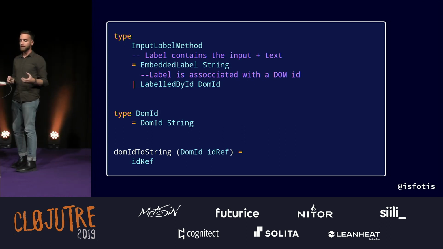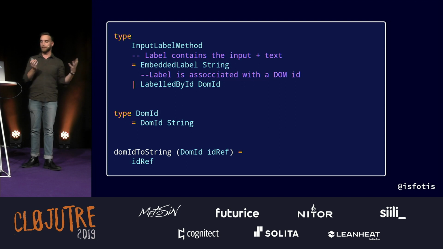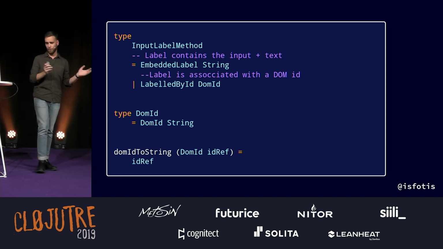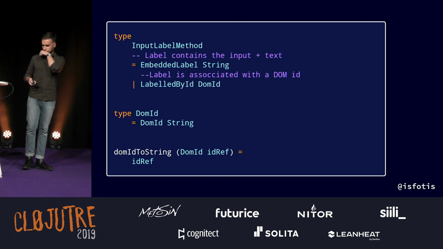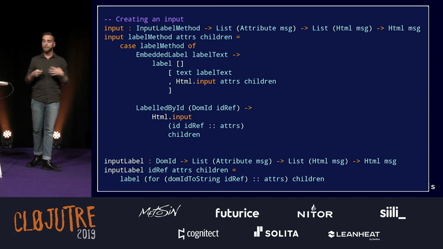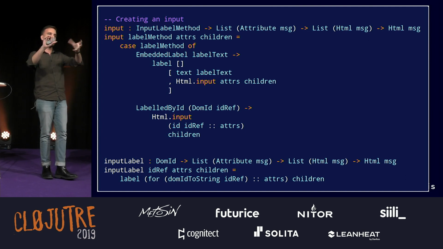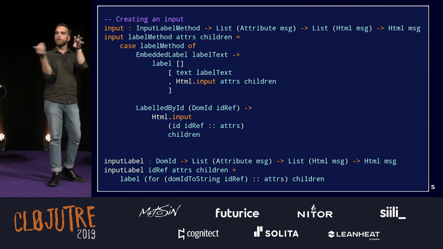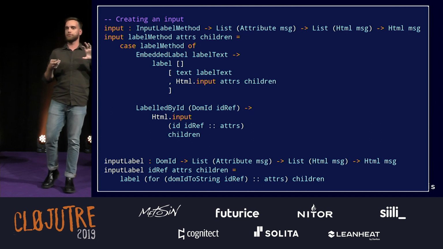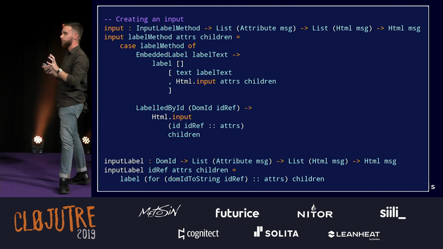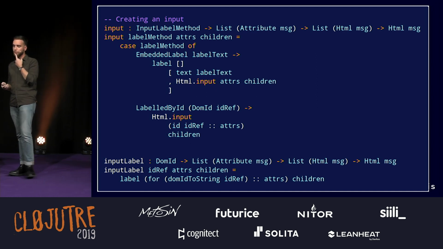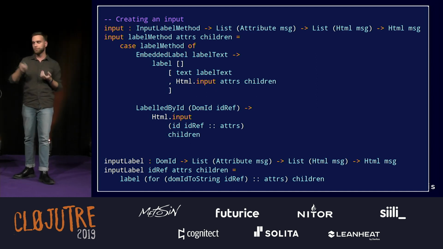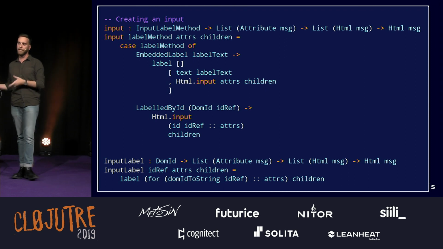Again, we can do the same thing, give an input label method type that is either embedded label with a string or label by ID with some custom type of DOM ID. And then when you create these inputs, and we were talking about mid-level inputs, we're not necessarily talking about the input that the person is going to use every time, but something that you will use as a fundamental building block in your application. And then having this input method, you can match and do the actual DOM stuff. So in the first case, you see embed label text. We put the text inside of the label, and we're done.